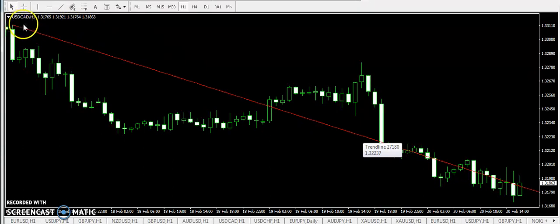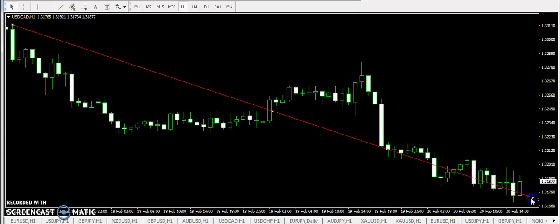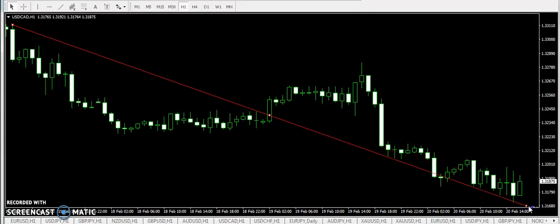Okay, so first of all, look at the USD Canadian dollar 1 hour chart. Then you can clearly see that the market has dropped to the maximum. It looks like we have a big drop on USD Canadian dollar and the market has touched the lowest point. Okay, so how can you take the benefit from this swing?